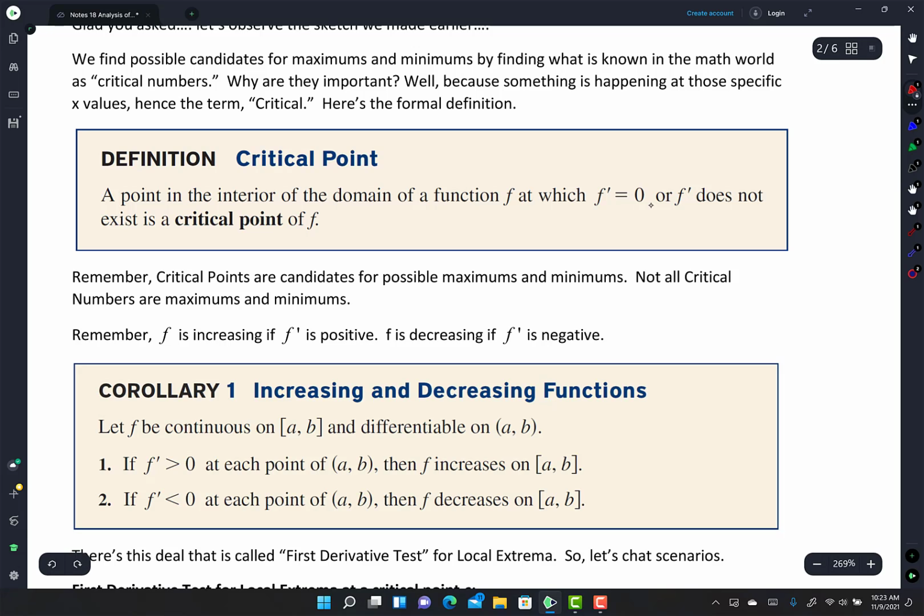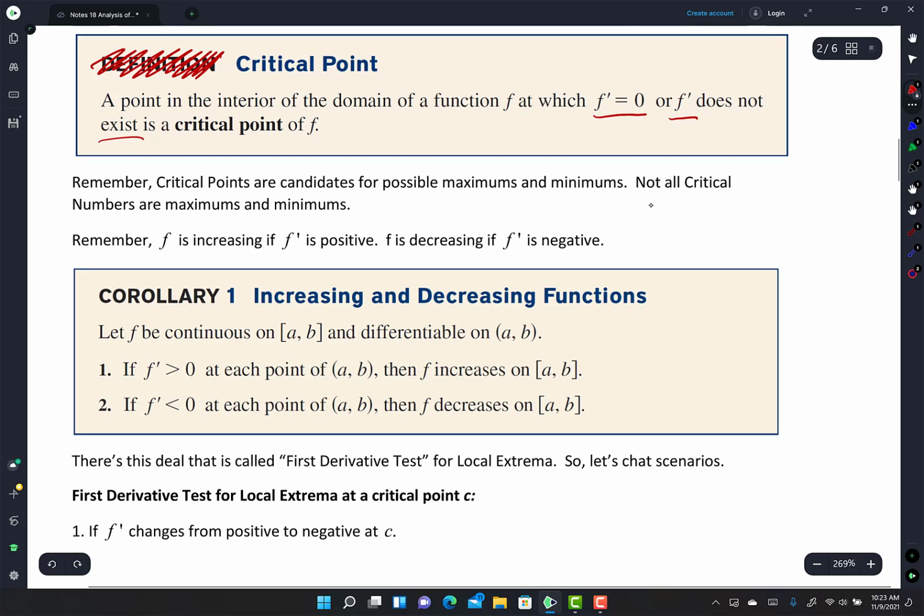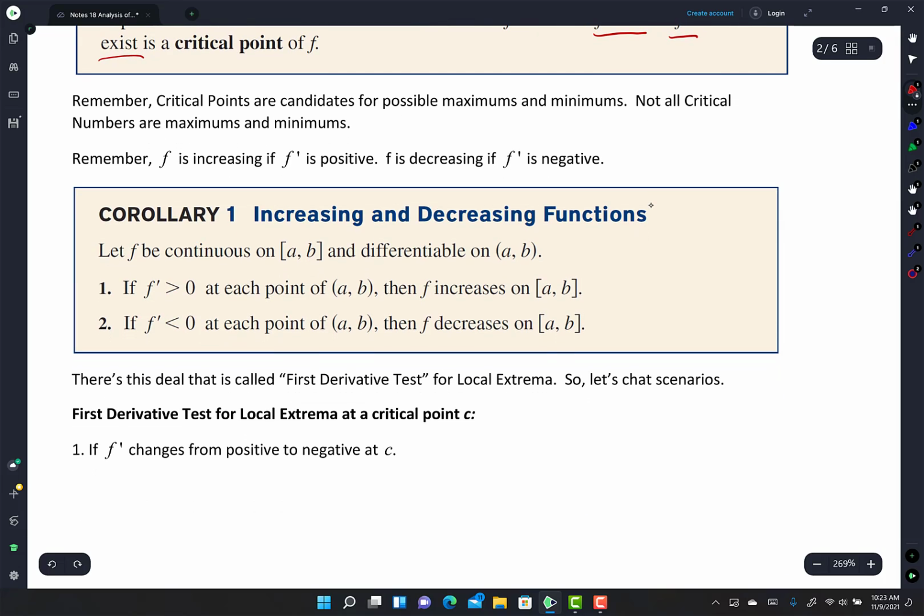We already talked about what a critical point was. So what's a critical point? Where the derivative is either 0 or what? Undefined. And then don't freak out if you don't understand what Corollary 1 means. This just means if f prime is positive, f is increasing specifically. If f prime is negative, f is decreasing.